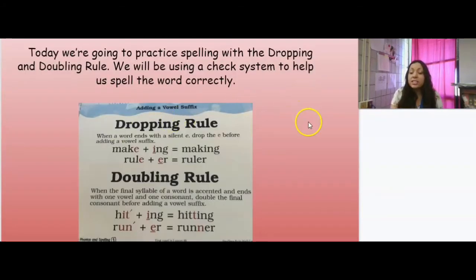All right, so today we're going to be practicing spelling with the dropping and doubling rule. Remember, the dropping was, we looked at make and ing, and since there's a silent E with that vowel digraph, we drop it. And doubling, remember, is if it has one vowel and one consonant in front of a suffix that starts with a vowel, we're going to double the consonant that's between them, okay?